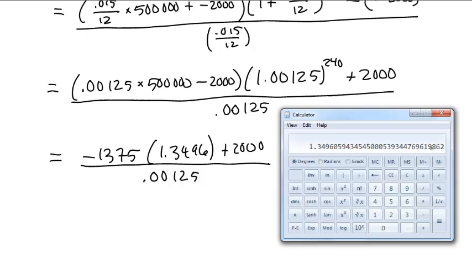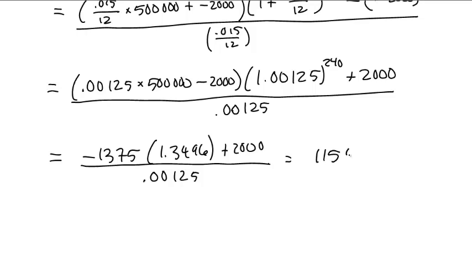Let's see, well, there's that number. Times negative 1375 equals, and then we add 2,000 equals, and then divided by 0.00125 equals 115,433.46. 115,433.46.